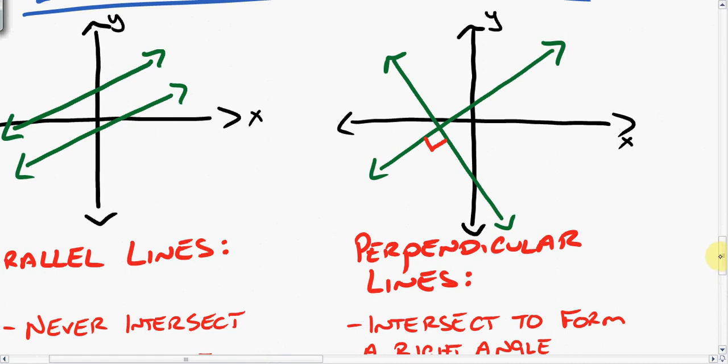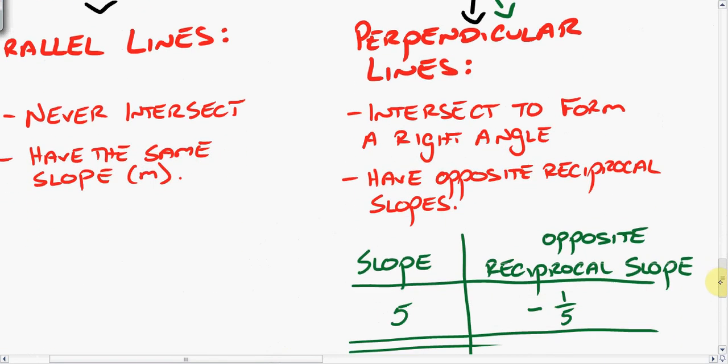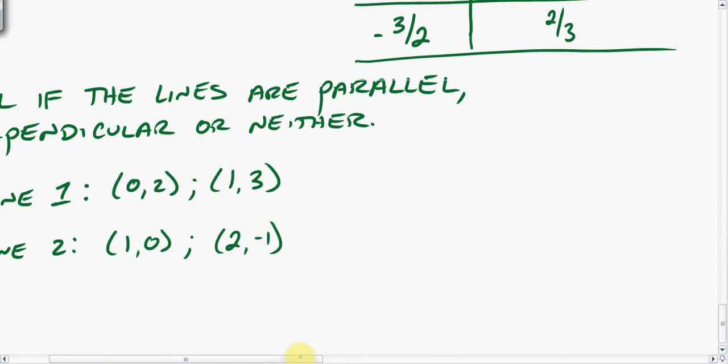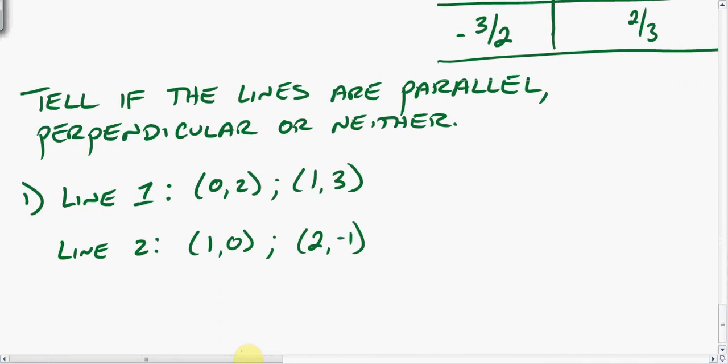Okay, so now that we know a little bit about parallel and perpendicular lines, let's put our knowledge to use. And I've got a problem down here. We want to tell if the lines are parallel, perpendicular, or neither. So you're going to be given two different points for each line. Line 1 is going to pass through the point (0, 2), and it's also going to pass through the point (1, 3). Line 2 is going to pass through the point (1, 0), and also pass through the point (2, -1).